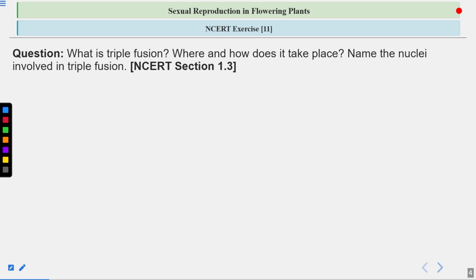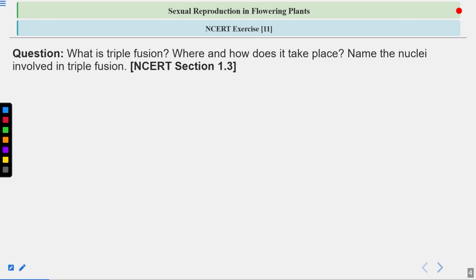The first question is, what is triple fusion and where and how does it take place? Name the nuclei involved in the triple fusion. So three questions are here and these questions are from section 1.3, double fertilization, from the NCERT book.